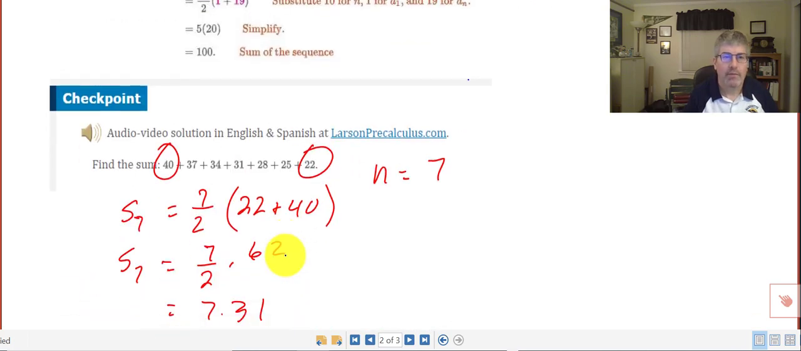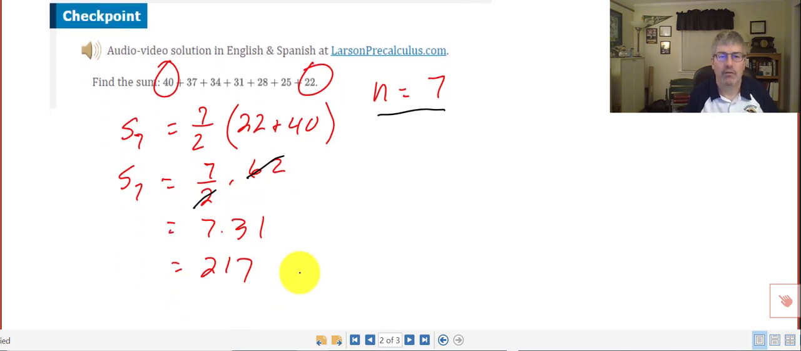So a checkpoint, we want to find the sum of these terms: 40 plus 37 plus 34, 31, 28 plus 25 plus 22. First term is 22. Our last term is 40. We have 7 terms. S sub 7, the sum of the 7 terms, equals 7 over 2 times 22 plus 40. 22 plus 40 is 62. 62 and 2 simplify to 31. And 7 times 31 is 217.